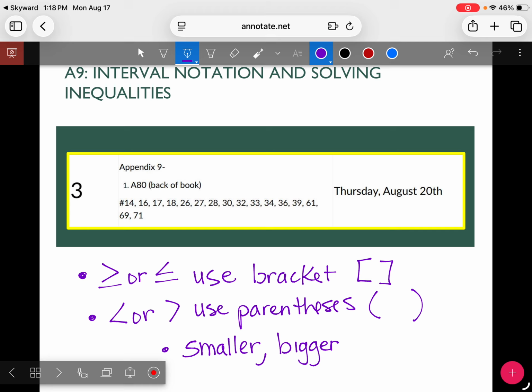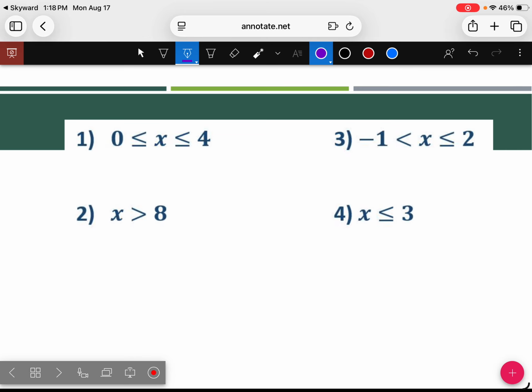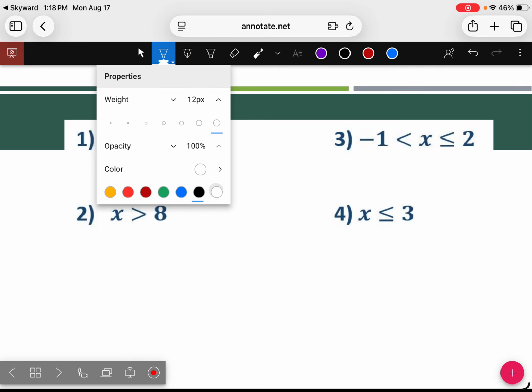So we're going to practice writing a few things in interval notation, and we're going to just solve one very easy inequality. A9 is short. We'll be finished with A9 tomorrow. It's solving inequalities. That's all it is in interval notation. All right, so I want you to write these in interval notation. That's what you're going to do for this first one.